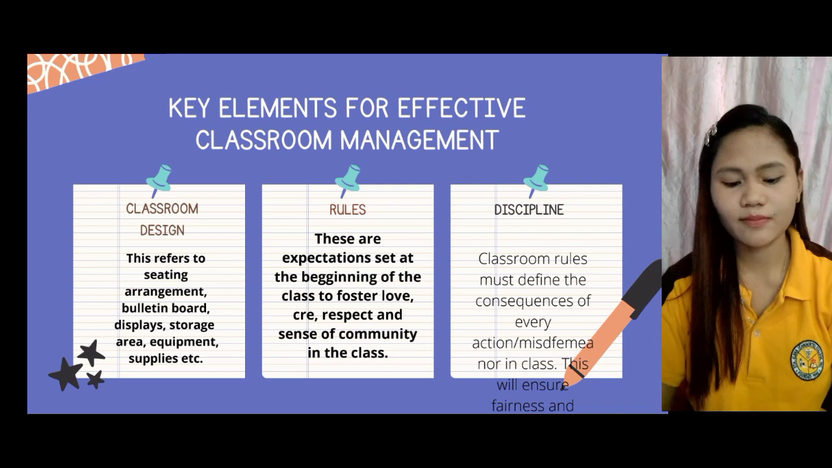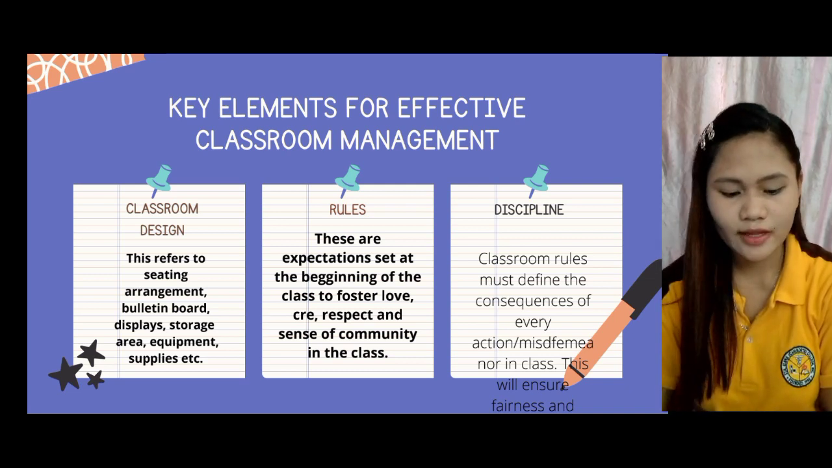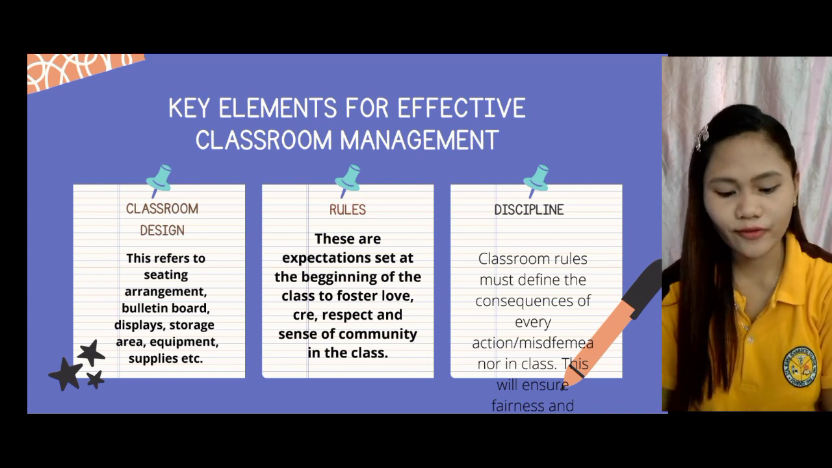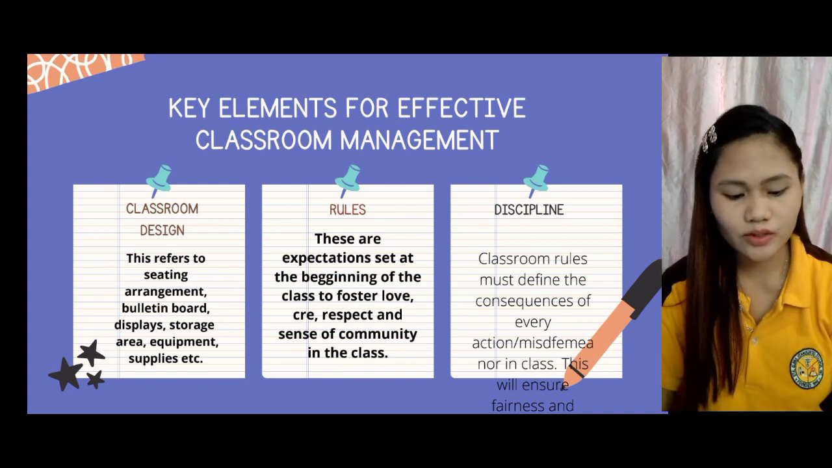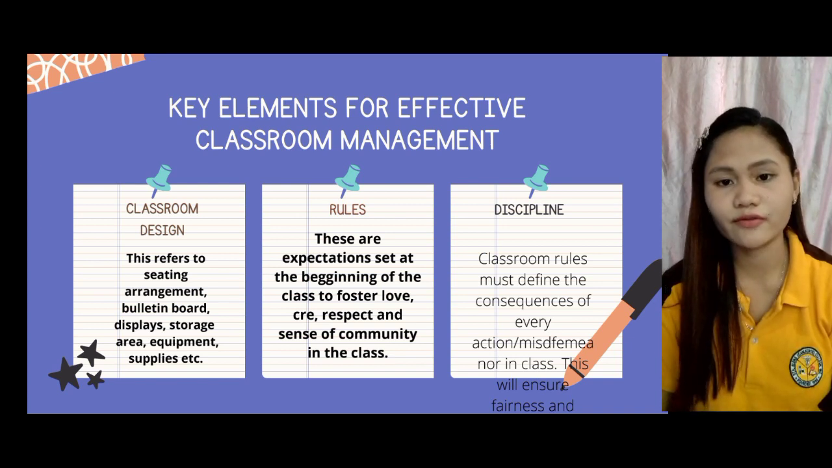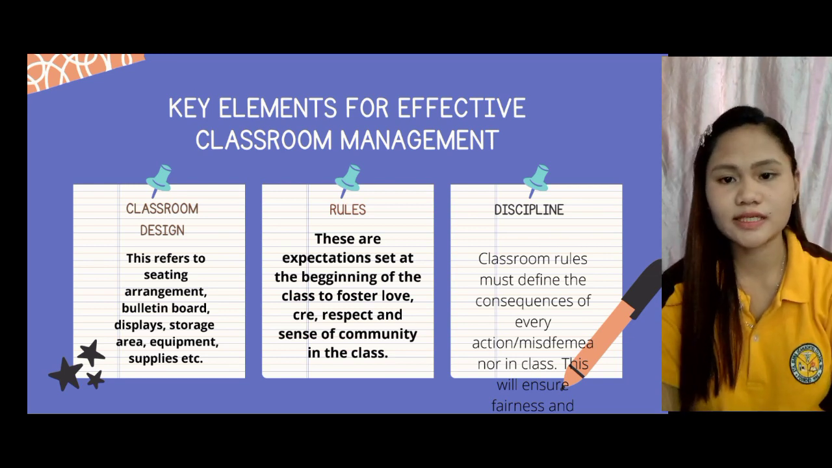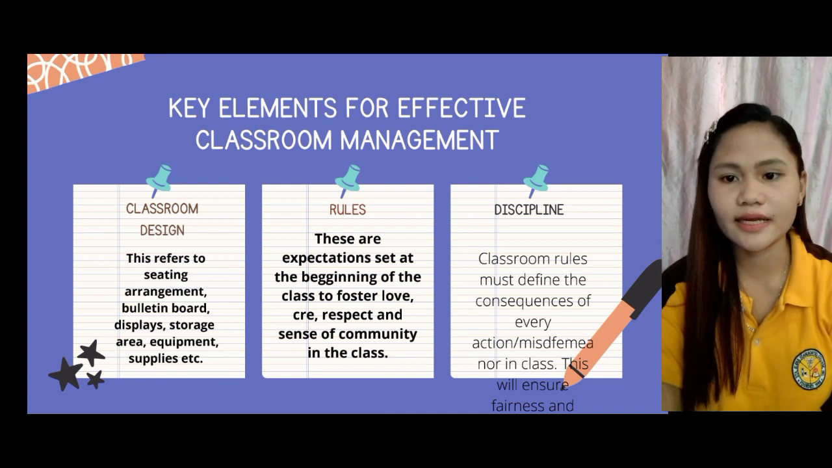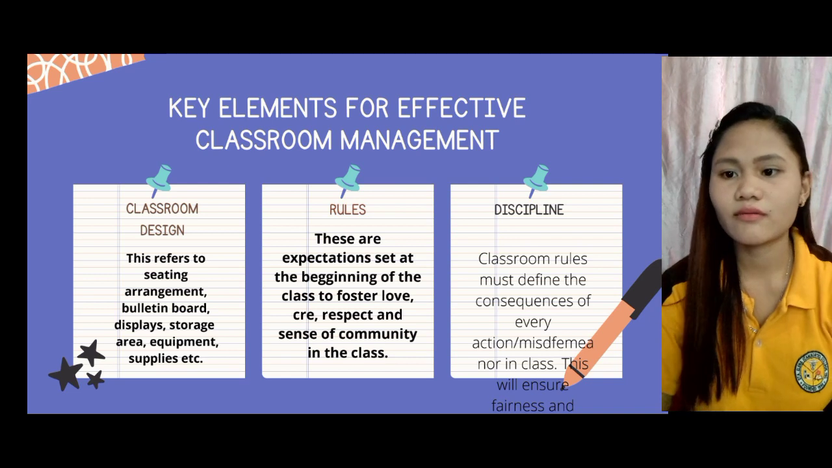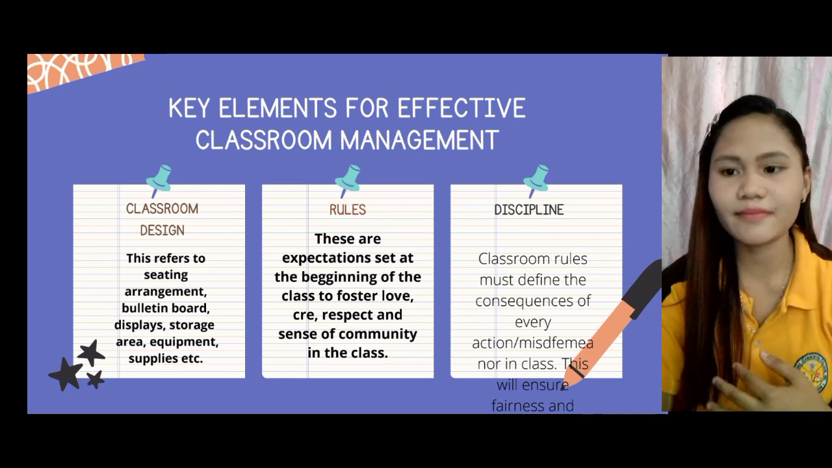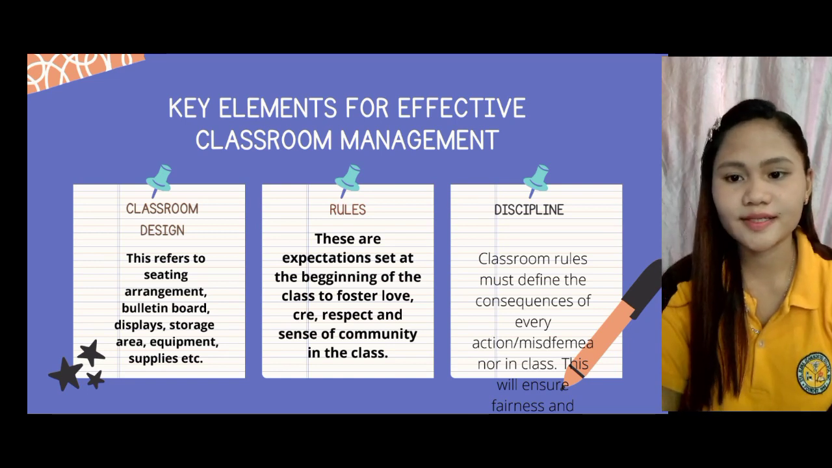Number 3. Discipline. Classroom rules must define the consequence of every action in class. This will ensure fairness and consistency in dealing with the students. This also includes the rewards given for good behavior. Classroom rules must have concrete consequences. Students will test the limitations of each teacher from the very start of the day, from the very first day of school. Be firm, fair, and consistent.